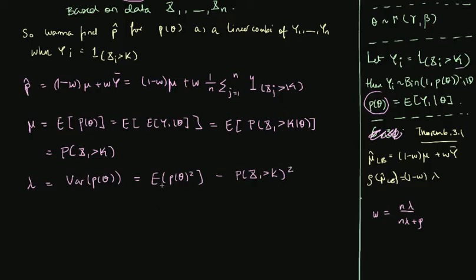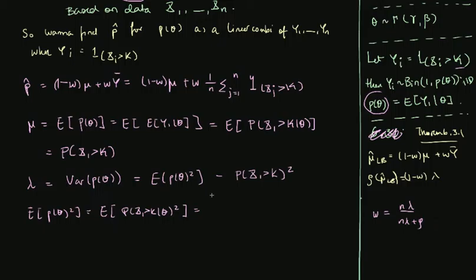So the thing that we want to figure out is what is the mean of p of theta squared. Well, let us try to write up the definition of p of theta. It was equal to the mean of y1 given theta, and in turn equal to the probability that x1 is greater than k given theta. So what I have is the mean value of the probability that x1 is greater than k given theta squared.